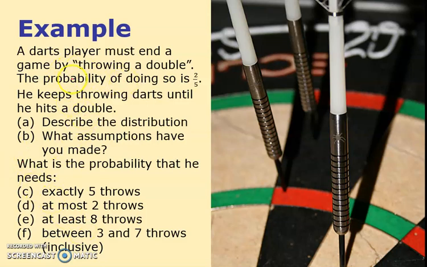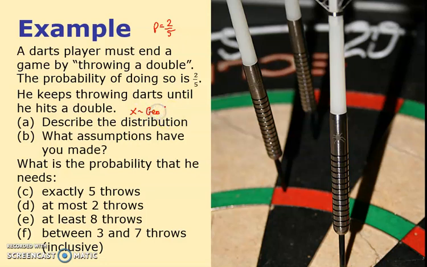So an example of this would be something like this. A darts player must end the game by throwing the double. The probability of doing so, we are told, is 2/5. So I'm told that P, the probability of success, is 2/5. He keeps throwing darts until he hits a double. Describe the distribution. Well, I would describe this as X is geometric.